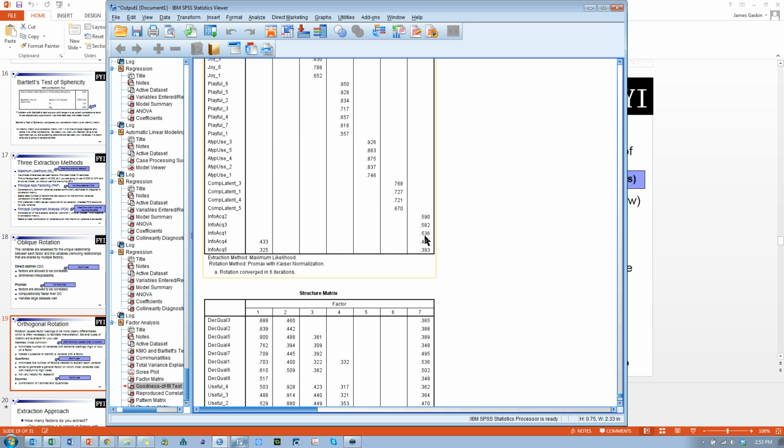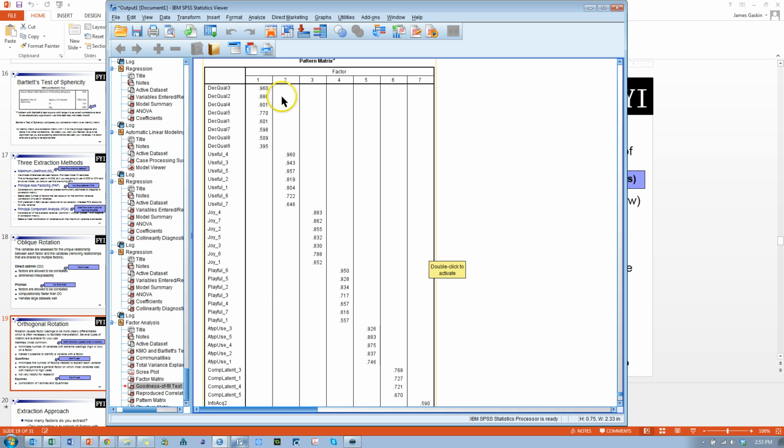So let's deal with that. We see that information acquisition loads in two places. Which one does it belong to? It's loading almost the same level on factor 1 and on factor 7. Factor 1 is decision quality.